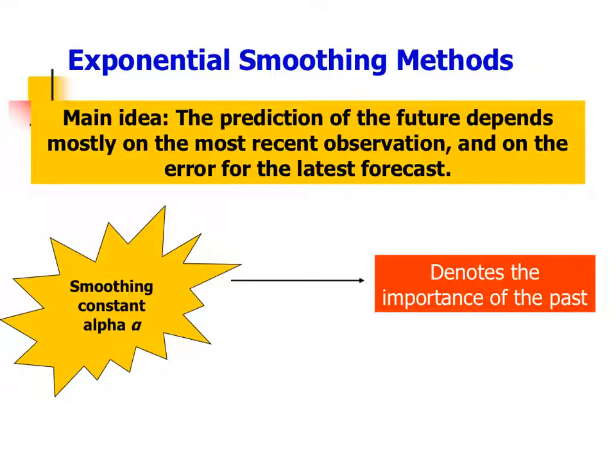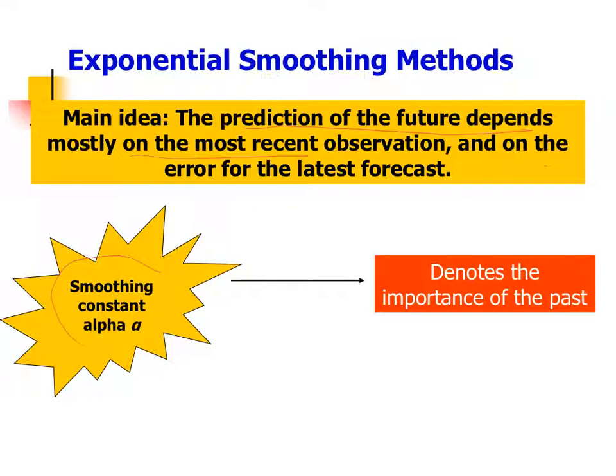Next models that we are going to talk about today are exponential smoothing methods. The main idea in exponential smoothing methods is that the prediction of the future depends mostly on the most recent observation and on the error for the latest forecast.